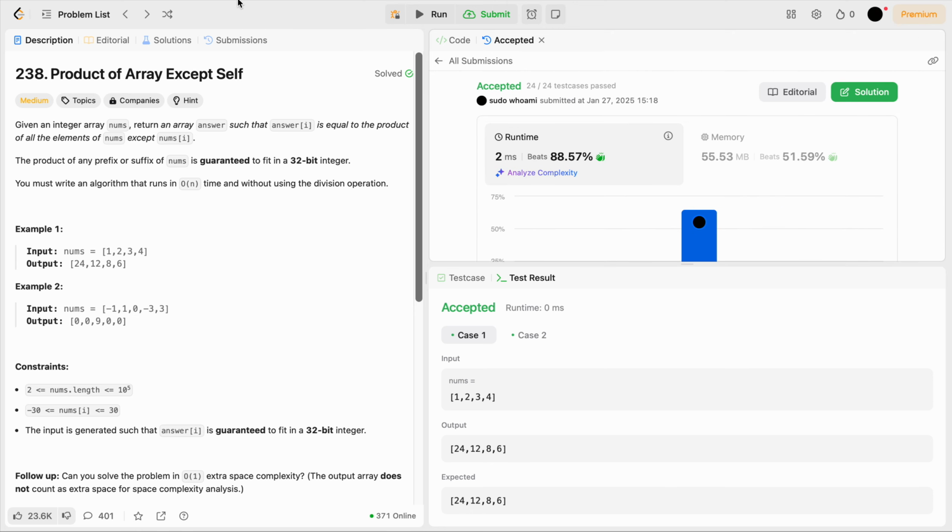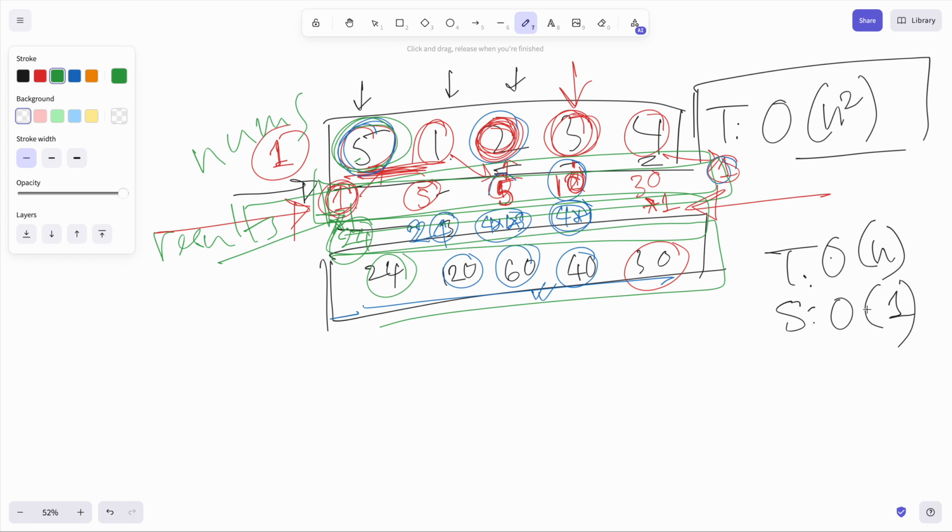And the total runtime complexity for this one is order of n, and there's no extra space needed, so it's order of 1 space complexity.